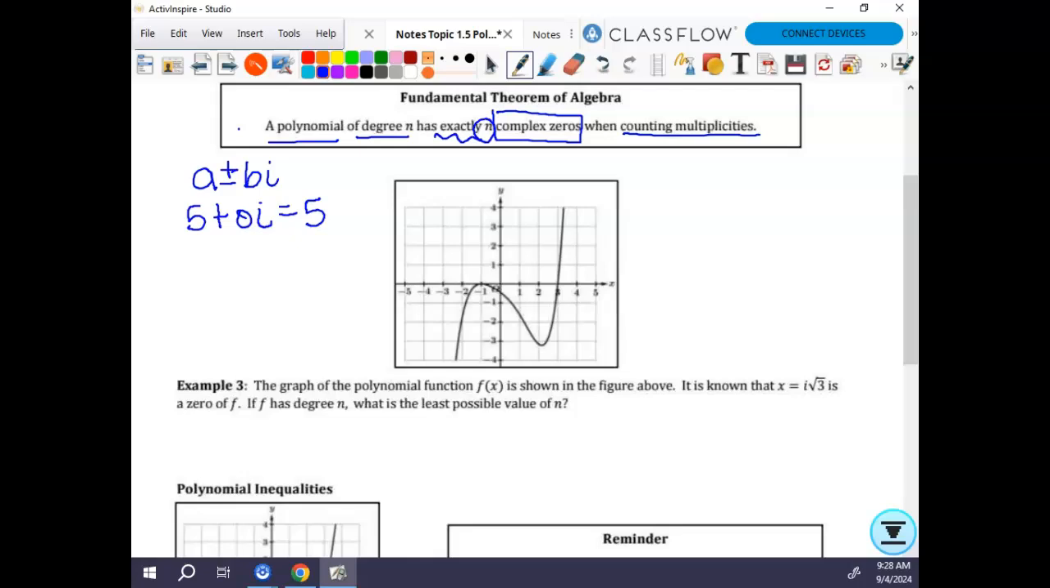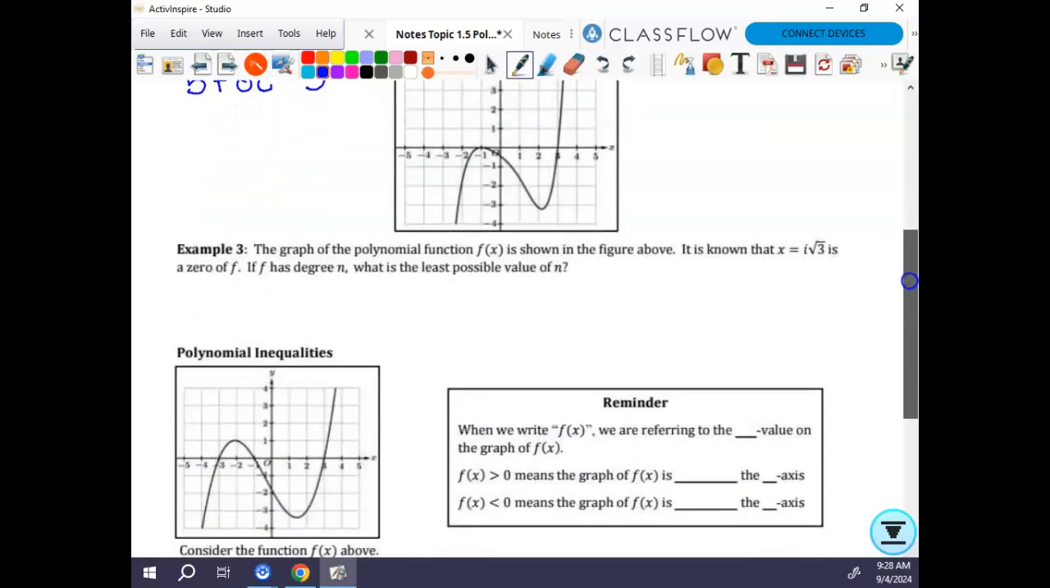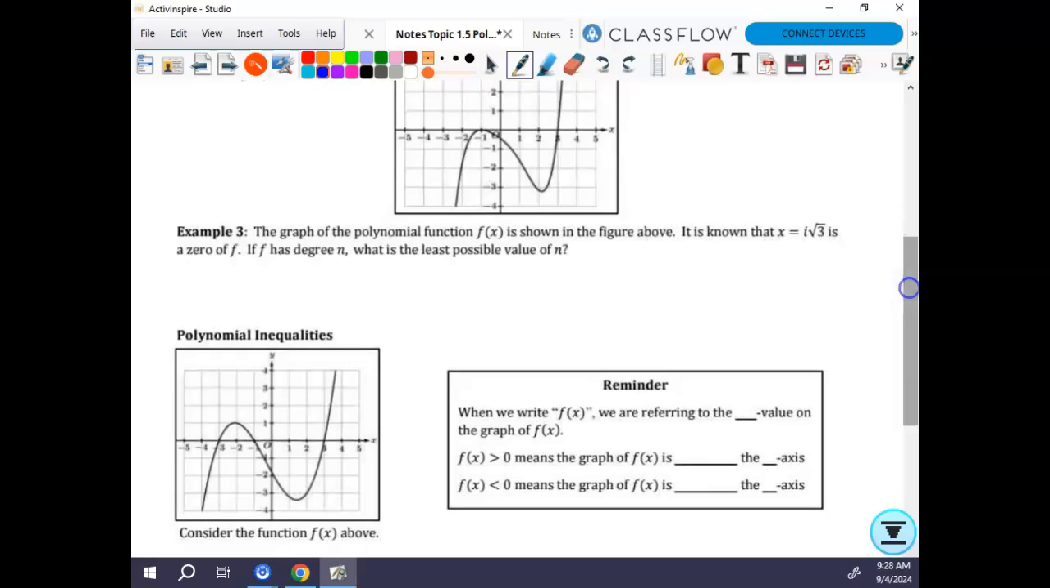So here's one way you can be pretty confident you're going to get a question, something similar to this one. It says the graph of the polynomial function f of x is shown in the figure above. It is known that x equals i times the square root of 3 is a 0 of f. If f has degree n, what is the least possible value of n? So without having more information, I can't give you exactly what n is, but I can give you the least possible value of what it would be.